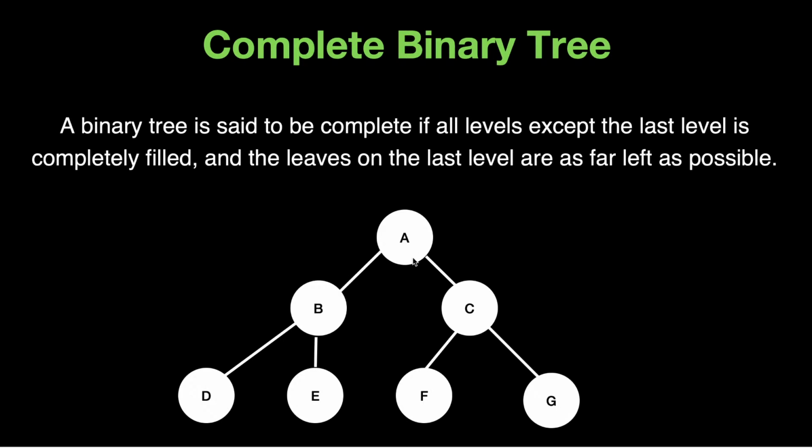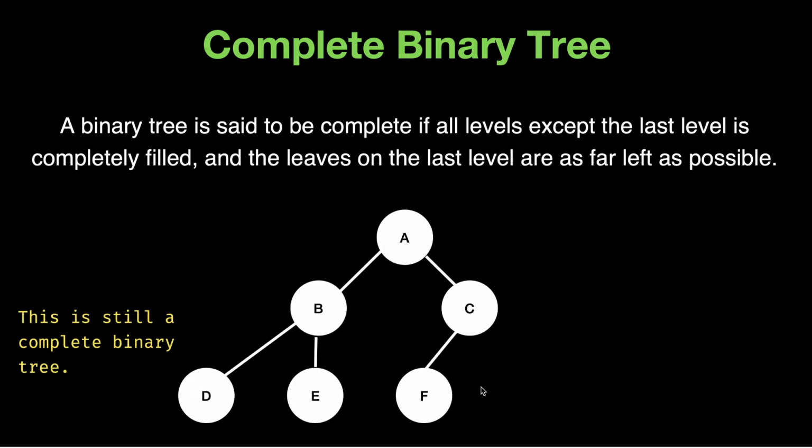This tree right here is a complete binary tree because all of the levels except the last level are completely filled. In this case the last level is also filled completely, but that is not the requirement. A has two children, a left child as well as a right child, so it is completely filled. And the leaves on the last level are as far left as possible. There is nothing you can do to shift these nodes further to the left side. So this is a complete binary tree.